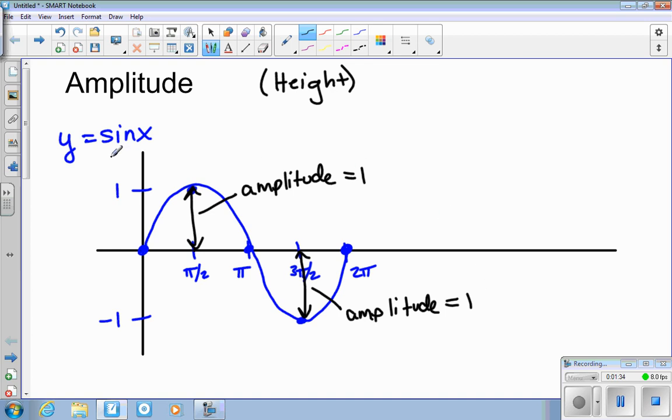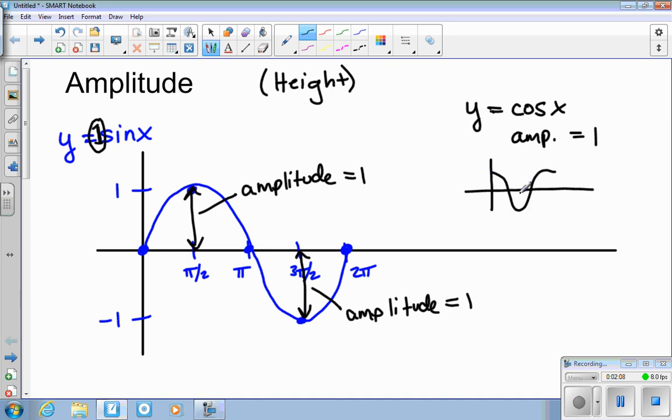Now if we look at our function here, where we see a 1 is right in front, this is really y equals 1 sine x. And so we're going to look for the amplitude as the coefficient of the function. Cosine, I'm not going to go through it, but if we were to draw the cosine function, it also has an amplitude of 1. So y equals cosine of x also has an amplitude equal to 1, because if you sketch it, here this distance is 1 and so is this distance.